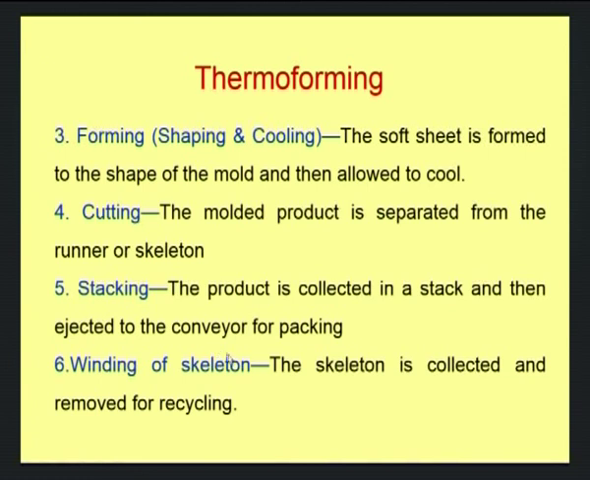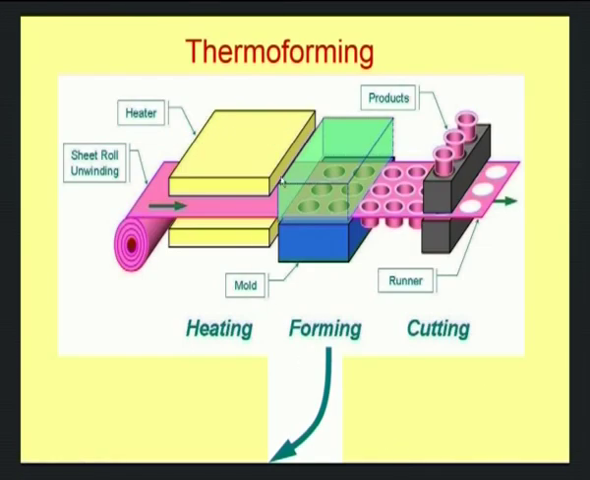And finally, the winding of the skeleton. The skeleton is collected and removed for recycling. The same skeleton can be reused, that is, it can be converted again into a sheet roll, and then it can be used as a raw material for this thermoforming process. So, this is the picture depicting all the 6 processes that we have seen.